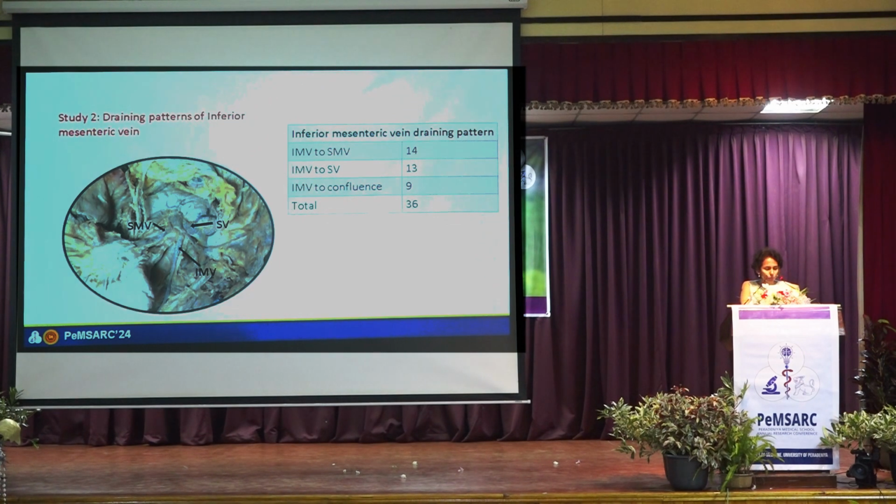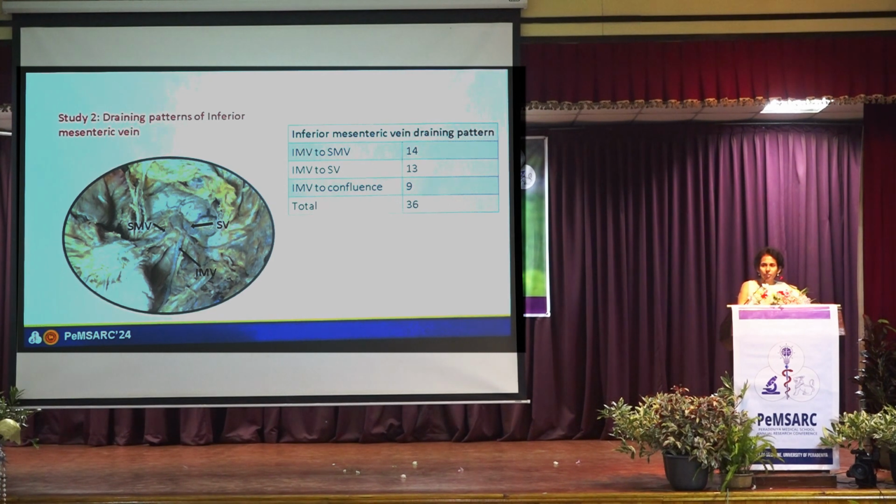Moving on to study 2, there we looked into the draining patterns of the inferior mesenteric vein. The inferior mesenteric vein can drain into the splenic vein, as we all know and the textbook says, or to the superior mesenteric vein, or to the confluence. So in our study, we looked into 36 cadaver specimens, and in 14 specimens the inferior mesenteric vein drains into the superior mesenteric vein. In 13, it goes to the splenic vein.